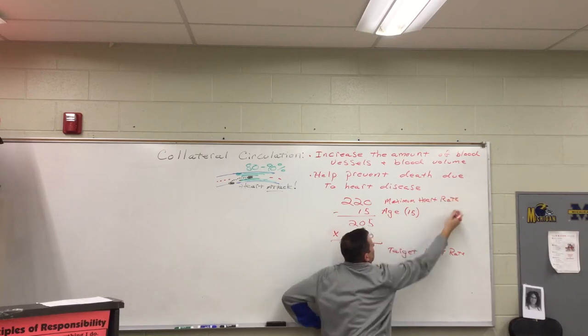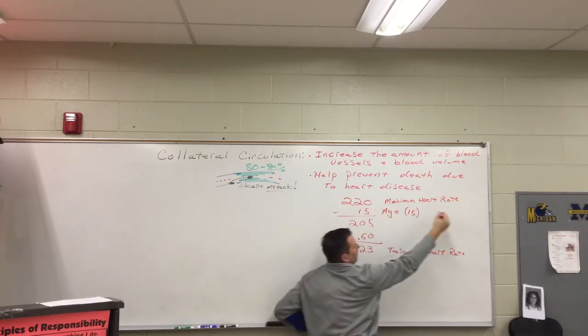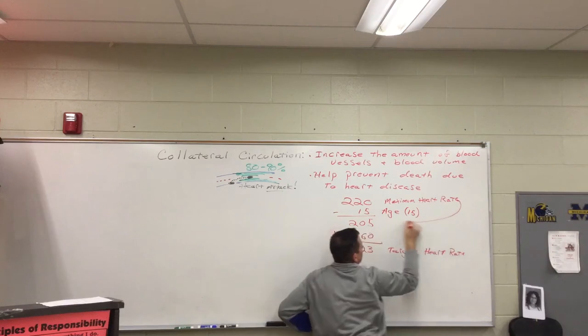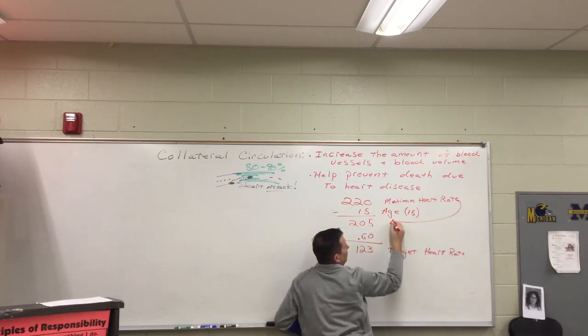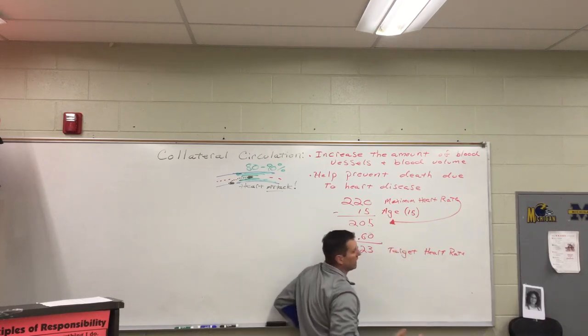Now, your maximum isn't here. Your maximum, because you're 15 years of age, would be here. You're sitting at about 205 beats per minute. Anything that would exceed that becomes extremely dangerous.